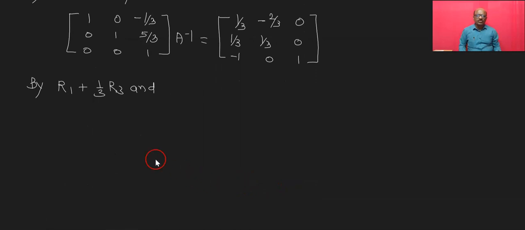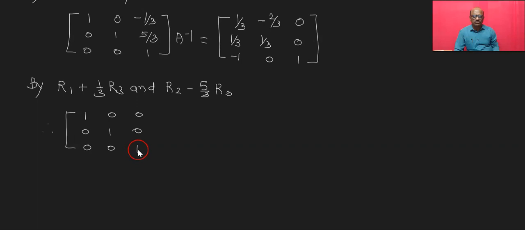Now, by the next operation, we'll make this minus 1 by 3 a 0 by using R1 plus 1 by 3 R3, and R2 minus 5 by 3 R3. Here in the full matrix we will get the identity 1, 0, 0, 0, 1, 0, 0, 0, 1.